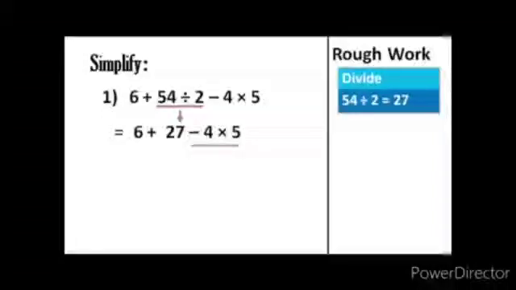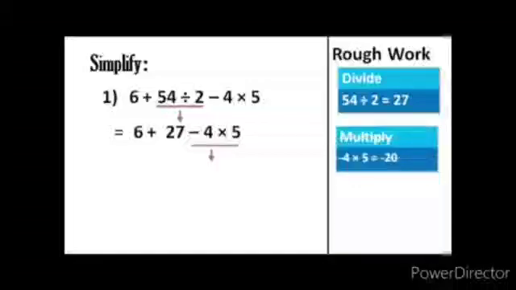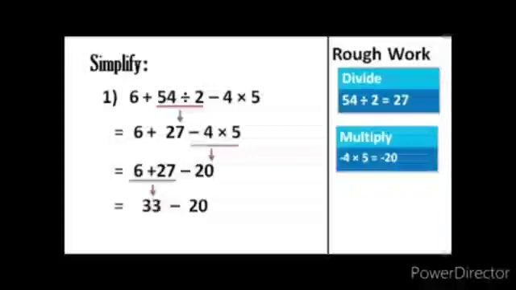We get minus 20. Now we have 6 plus 27 minus 20. The next operation is addition, that is 6 plus 27. We get 33. And now the expression is 33 minus 20. At last, subtraction, and the answer is 13. Now pause the video. Go through the example once again. Copy it down in your notebook and solve it.